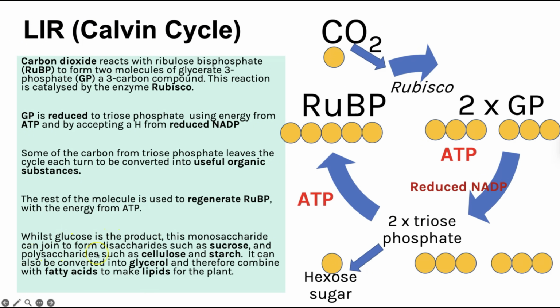Those could then go through condensation reactions to make polysaccharides such as cellulose or starch, but it could also be converted into glycerol, and then the glycerol can combine with fatty acids to make lipids, or it could be used to make an amino acid if you add an amine group.